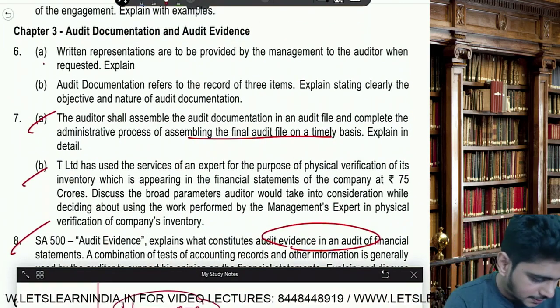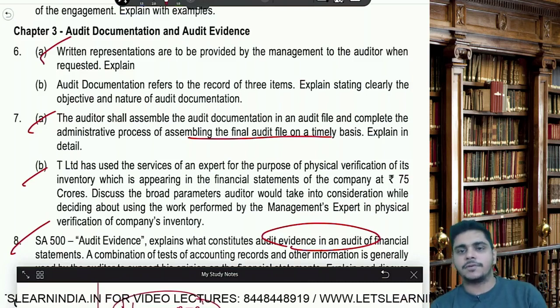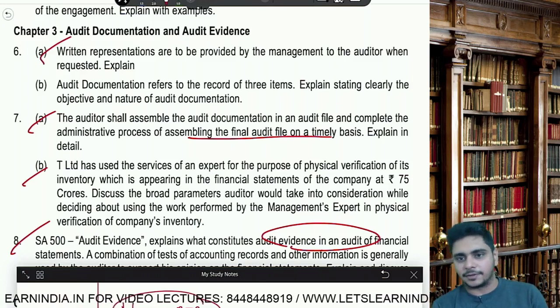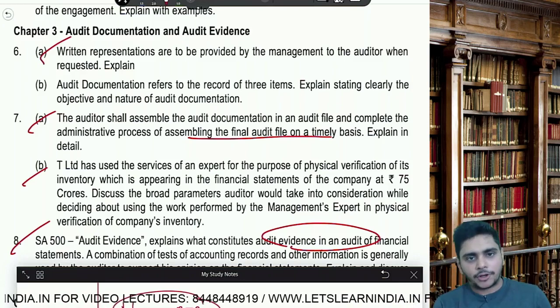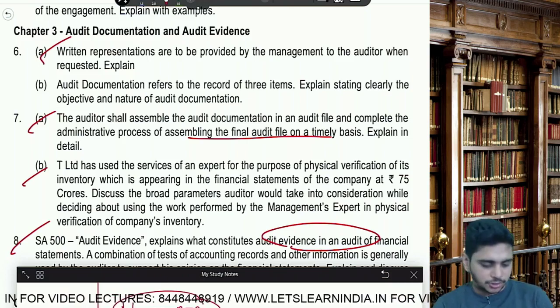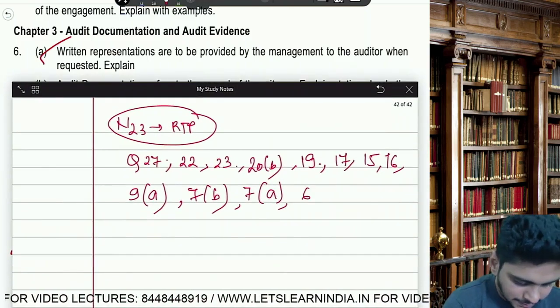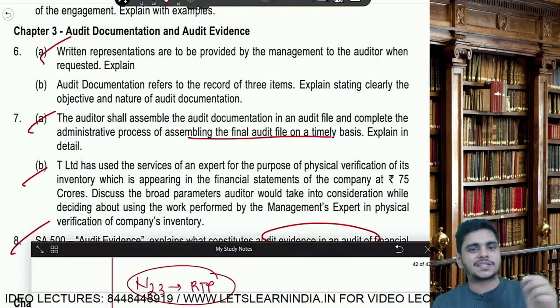Then 6A. Written representations are to be provided by the management to the auditor when requested. Explain. Definition of WR, SA 580. Audit documentation refers to the record of 3 items. Explain clearly the objective and nature of audit documentation. Mark 6B. 6A was a model question. It was easy. 6B is a new question.